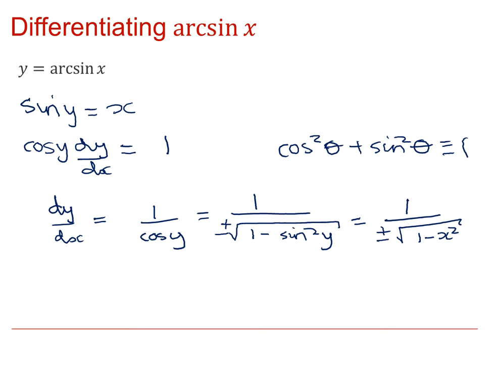However, because the gradient dy by dx is always greater than or equal to 0, as we noticed from the graph, we only need the positive square root and can write dy by dx equal to 1 over the positive square root of 1 minus x squared.